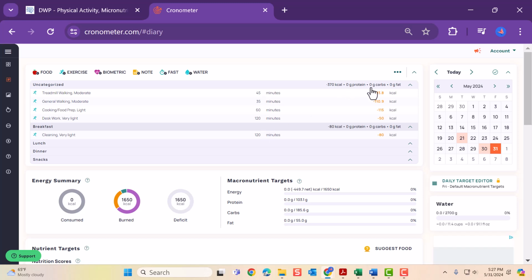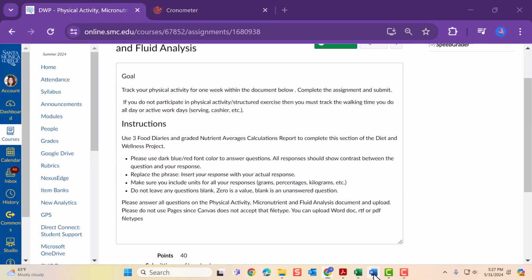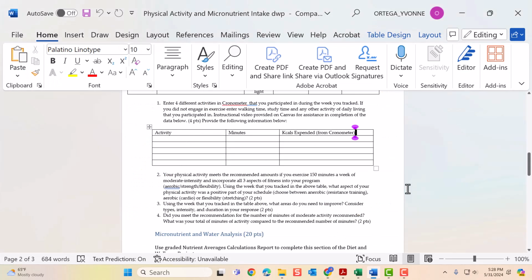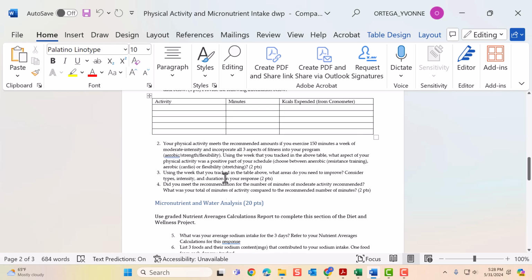There are the minutes. In this column, you'll see the calories that were burned doing that activity. So you're just going to jot those down in the table. You'll put those in this table. Calories expended. Then you're going to answer questions about your physical activity, determining whether or not you are meeting the recommendations. That means both criteria have to be met. The number of minutes, actually there's three. Number of minutes, the intensity, and the type of activity.